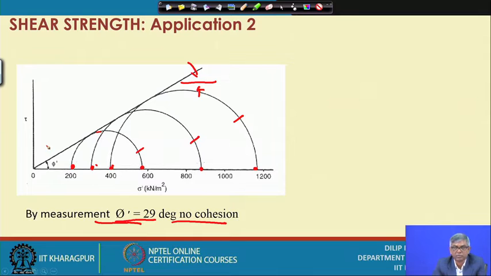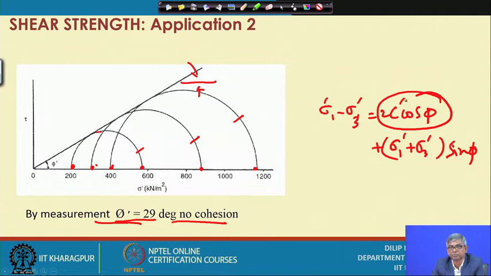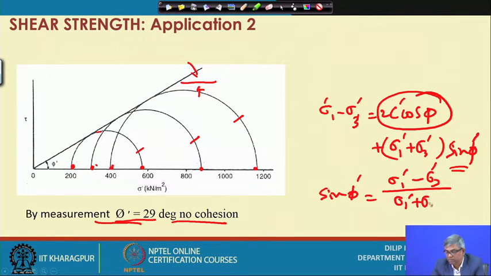And this problem can also be done another way. Actually, we have sigma 1 minus sigma 3 equal to 2 c cos phi plus sigma 1 dash plus sigma 3 dash sin phi. We have this equation also. If I consider c as 0, then I can get sin phi dash equal to sigma 1 dash minus sigma 3 dash by sigma 1 dash plus sigma 3 dash.